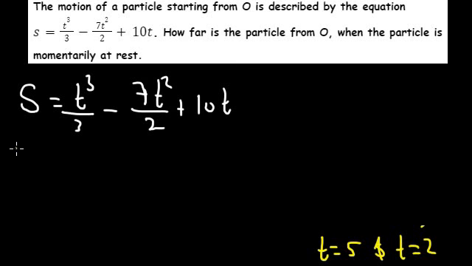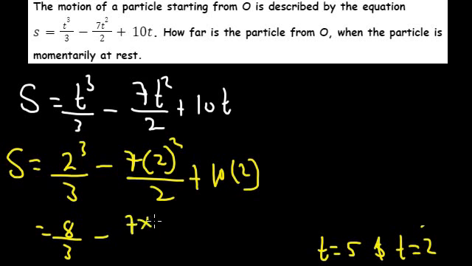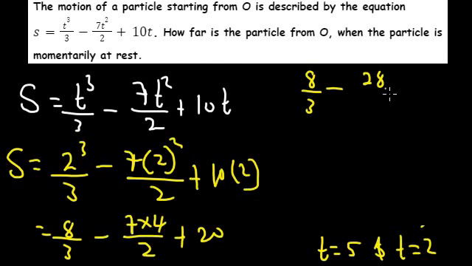So when t is equal to 2, s equals 2 cubed divided by 3 minus 7 times 2 squared divided by 2 plus 10 times 2. So that becomes 8 over 3, 2 cubed is 8, minus 7 times 2 squared, which is 4, that's 7 times 4, divided by 2, plus 10 times 2 is 20, right? So we have 8 over 3 minus 7 times 4, that gives us 28, then divided by 2 is 14, then plus 20 over 1.